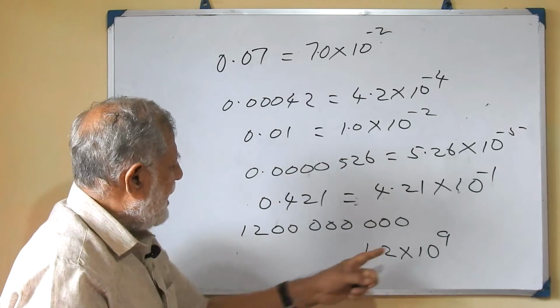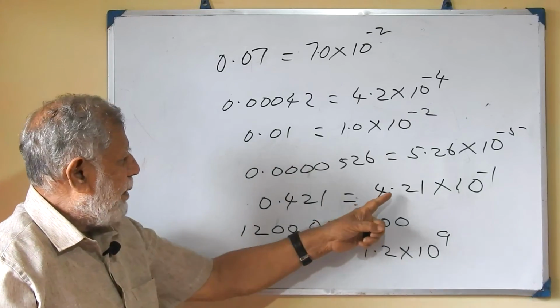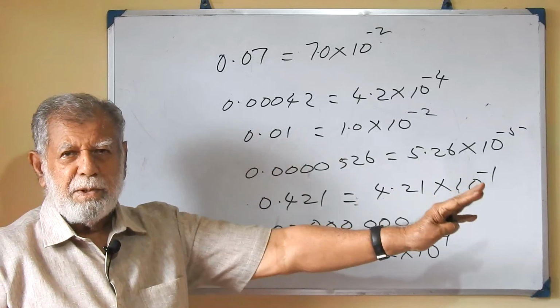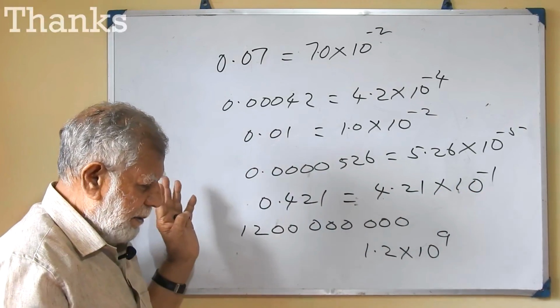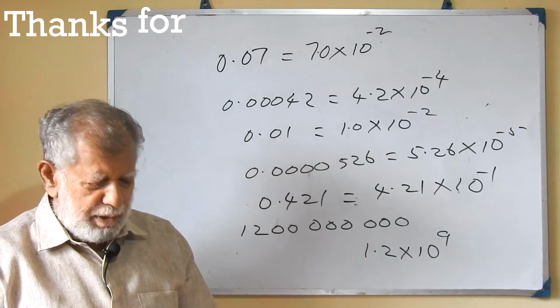Why? It is plus 9 because from here we are going to the right. But here, we are coming to the left, so minus. So right means positive, left means negative. So this is all for this, children. Scientific notation, there is nothing more that you have to learn on this.